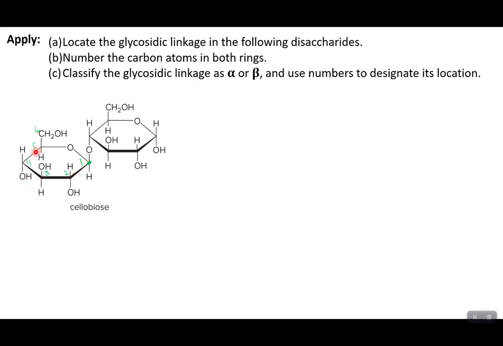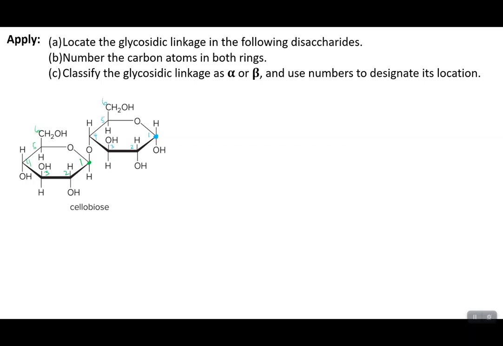Now look at your second monosaccharide. Locate the anomeric carbon. That anomeric carbon is going to be to the right of the oxygen in your ring, so this is going to be the anomeric for my second. So I'm going to do that in blue. This is the anomeric carbon of my second monosaccharide, so I'm going to number this.